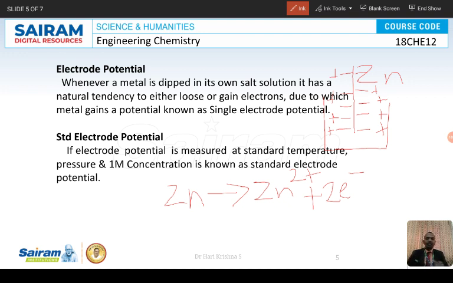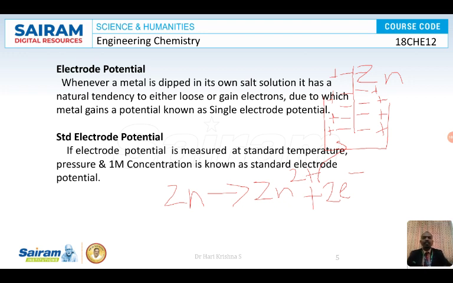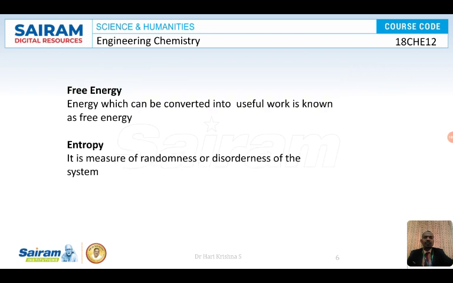If the same electrode potential is measured at some standard temperature and pressure and at 1 molar concentration of the solution, then it is called the standard electrode potential. Okay, so now let us see, there are a few terms involved here: energy, free energy, and entropy.